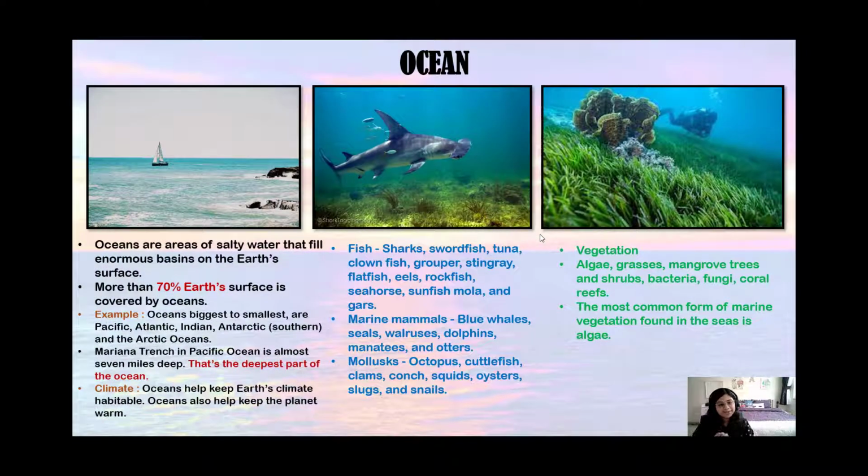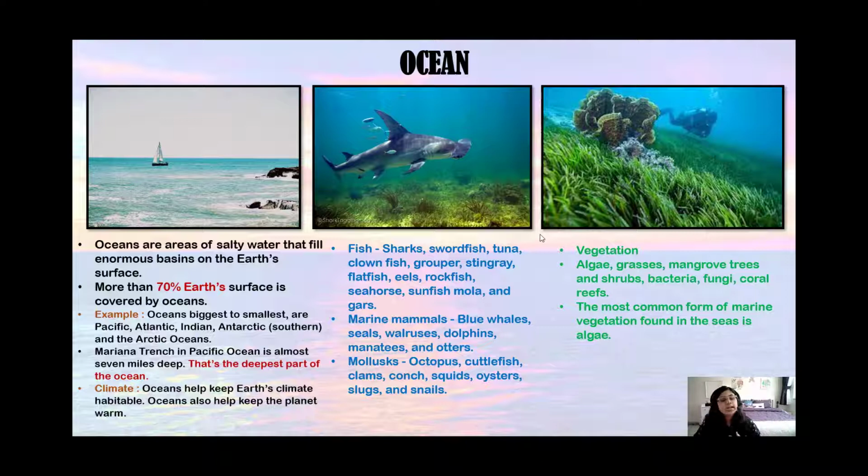Third habitat, oceans. Oceans are areas of salty water that fill enormous basins on Earth's surface. More than 70% of Earth's surface is covered by oceans. Example: oceans from biggest to smallest are Pacific, Atlantic, Indian, Antarctic, and Arctic Ocean. Mariana Trench in the Pacific Ocean is almost 7 miles deep. That is the deepest part of the ocean. Climate: oceans help keep Earth's climate habitable. Oceans also keep the Earth warm.